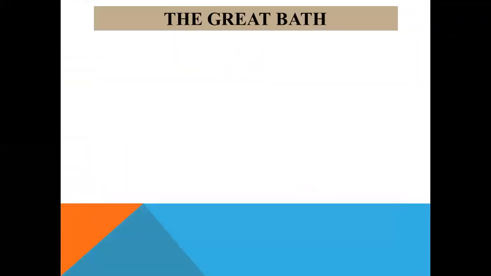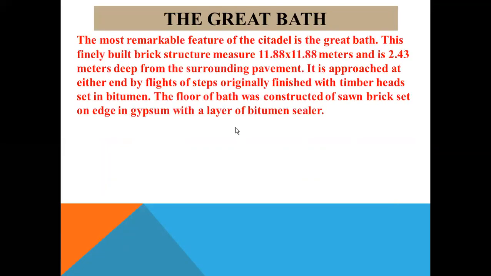Dear students, one very important thing found here is the Great Bath. The most remarkable feature of the citadel is the Great Bath. This finely built brick structure measures 11.88 multiplied by 11.88 meters. It means it is square type, and is 2.43 meters deep from the surrounding pavement. It is approached at either end by flights of steps originally finished with timber treads set in bitumen.